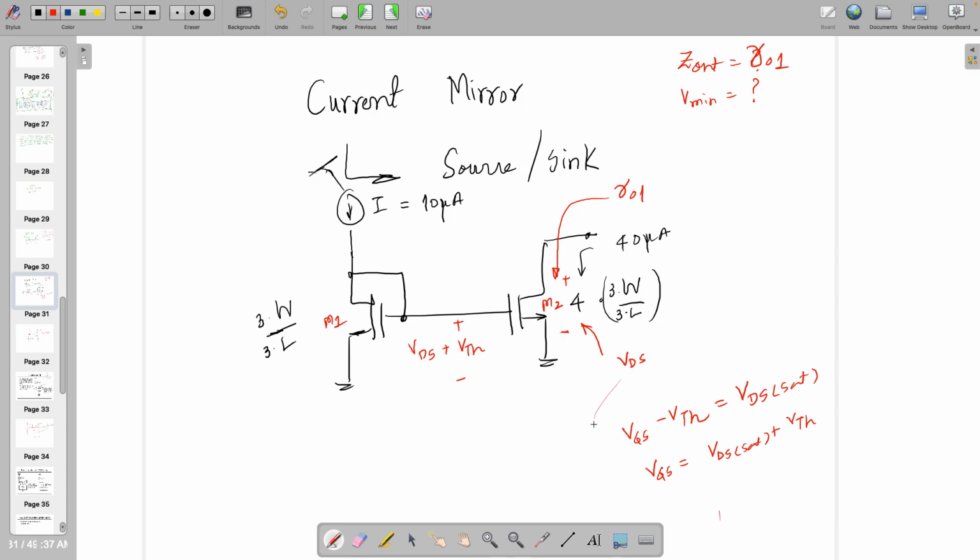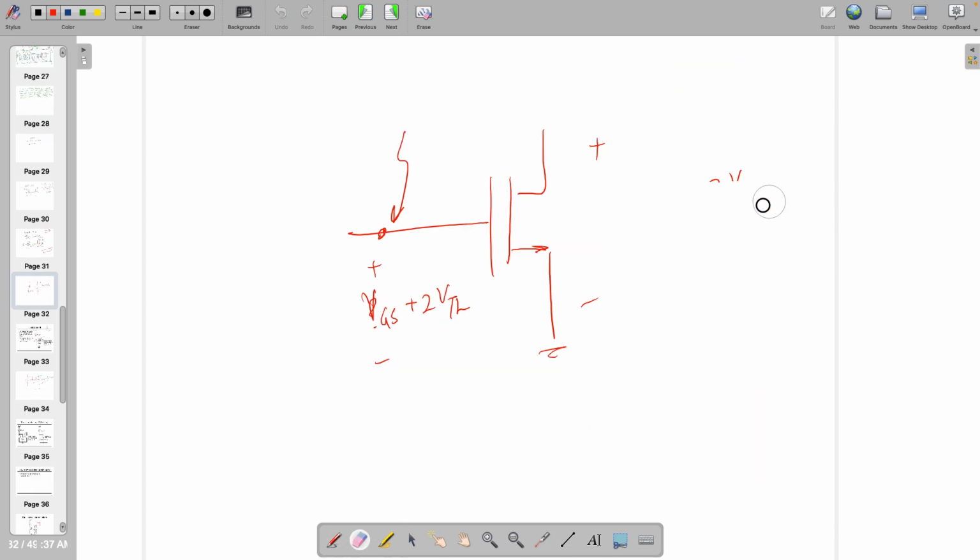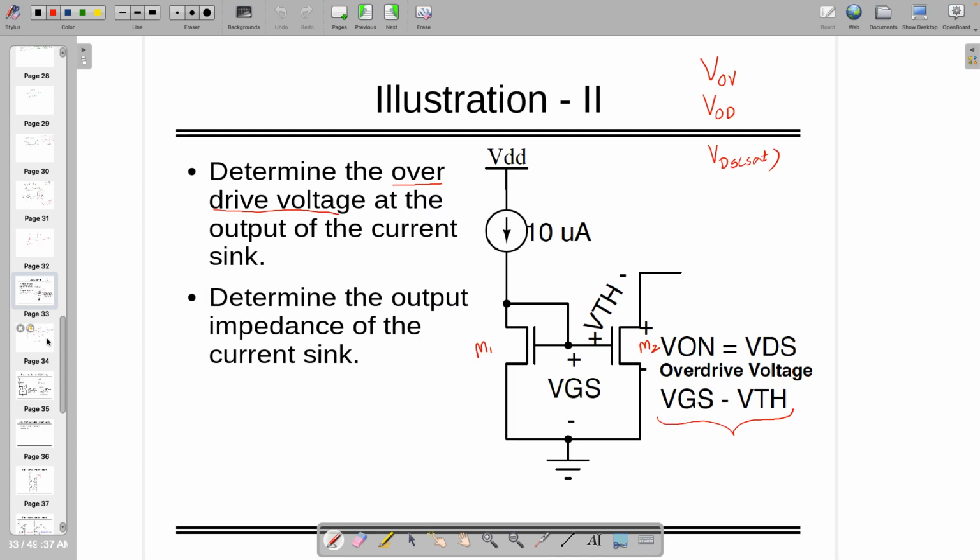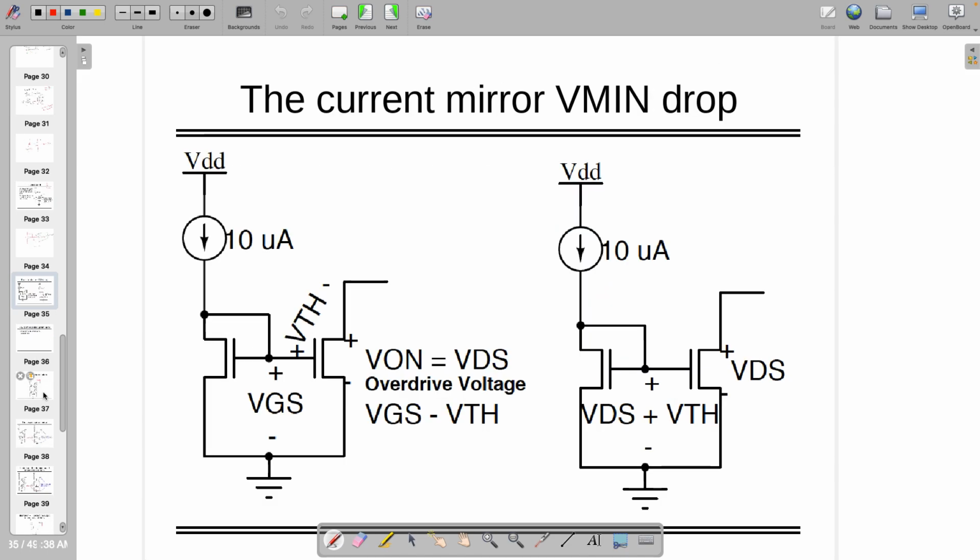This is fine, right? This is also a way you can do it. I made a mistake. So if this is VDS plus VTH, then this is VDS. If this is VDS plus 2 VTH, then there has to be 3 VTH, right? So this is what we have to understand, and we have to follow that. As I told you, V on is also a used notation. V on is equal to VDS set.